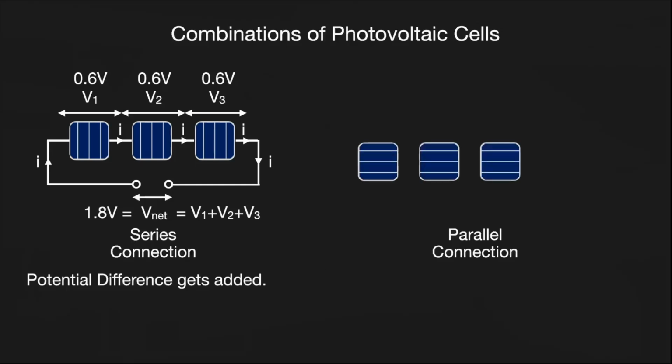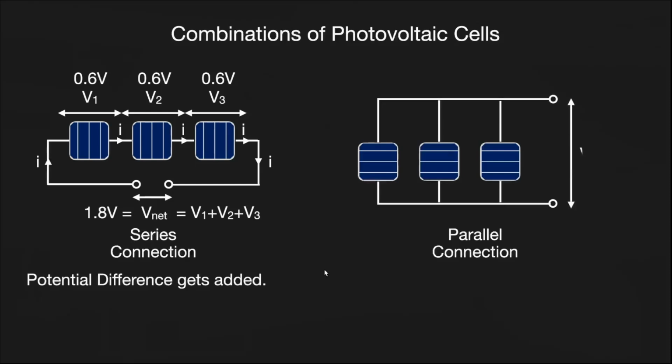In the parallel connection case, just like we would do for resistors, this is how the connections are going to look. And we know that the potential difference is going to be the same, right? For all of these cells. But the current is going to be different. That's I1, that's I2, that's I3. So the net current I can say is I1 plus I2 plus I3, right?